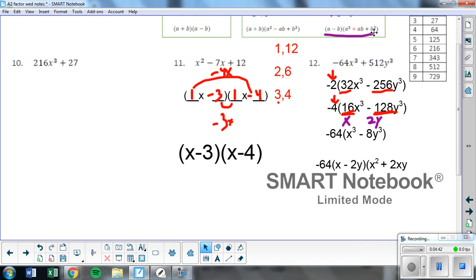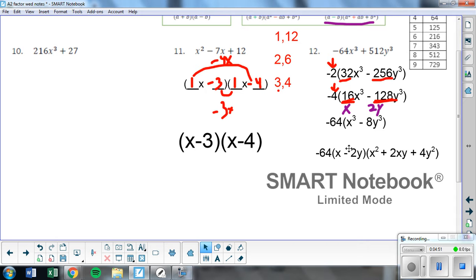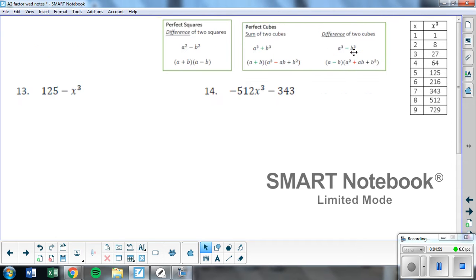And then finally it says up here b squared. This is b. So if I square that, I get 4y squared. That is my answer. Those are my factors. If I were to distribute that out, which would take a while, I wouldn't expect you to do that, you would get this original polynomial.